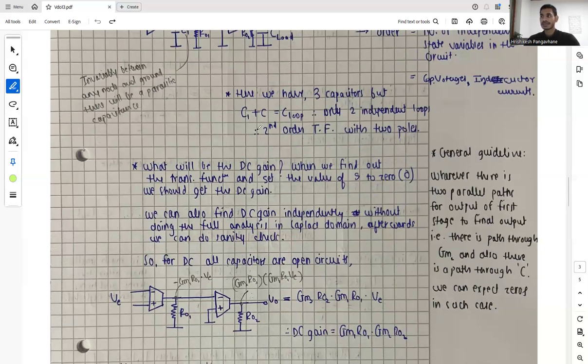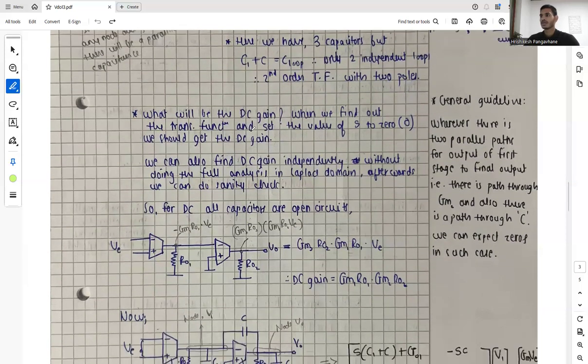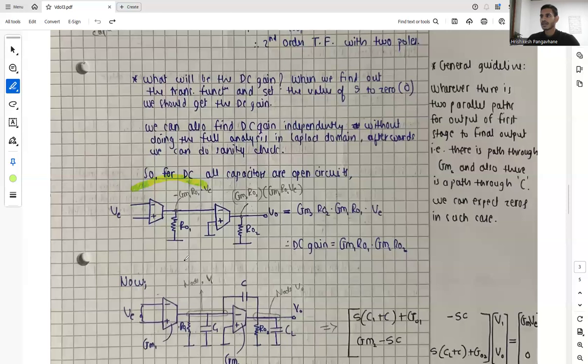So what will be the DC gain? When we find out the transfer function and set the value of S to be 0, we should get the DC gain. So for DC gain, all capacitors are open circuits. As we know, at DC, the capacitor acts as an open circuit, and we can also find the DC gain independently without doing the full analysis in the Laplace domain. Afterwards we can just do a sanity check, so that's how it will be useful. So let's consider the circuit by considering all the capacitors as open circuits.